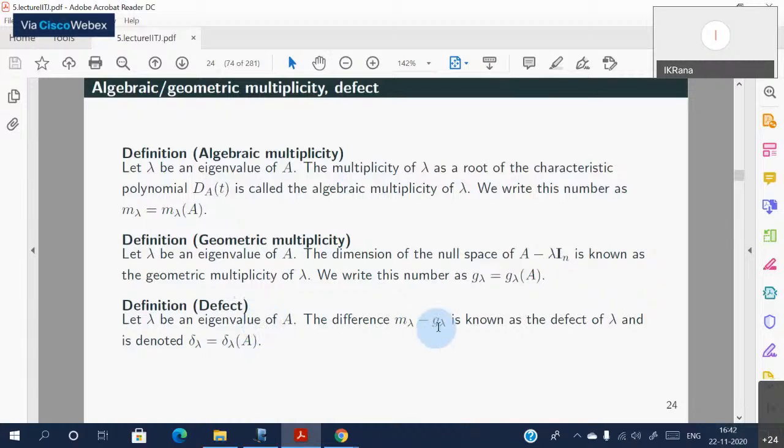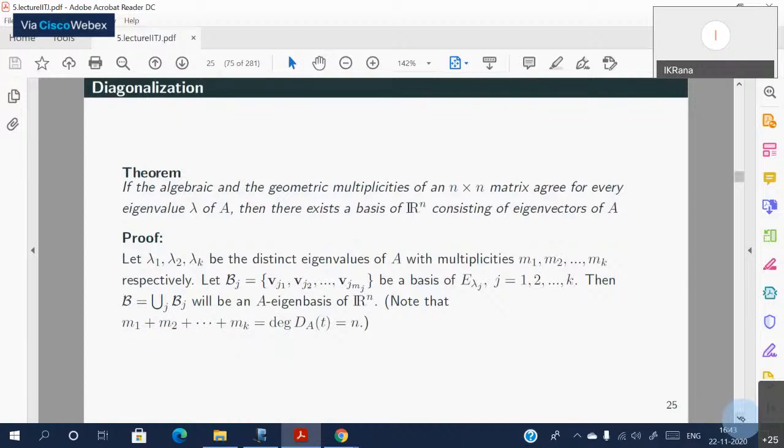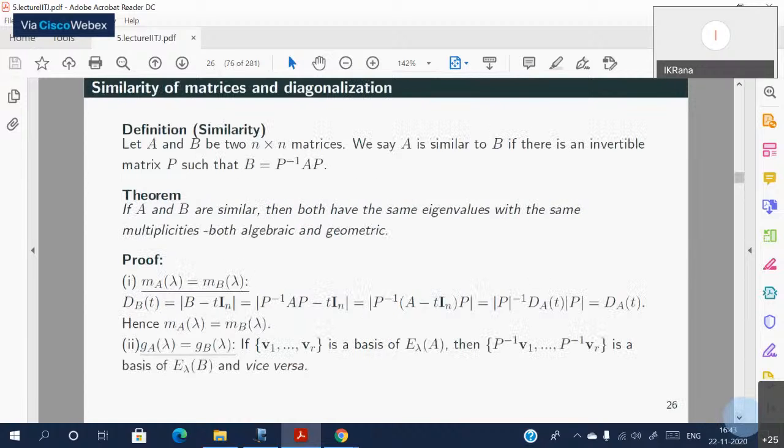Supposing they were equal, then we would have gotten a basis for the underlying space Rn, consisting of a chunk of eigenvectors for the eigenvalue lambda 1, a chunk of eigenvectors for lambda 2, and a chunk of eigenvectors for lambda r, and they are all distinct. So we'll have a basis consisting of eigenvectors for the underlying space Rn. That is what is going to be important.